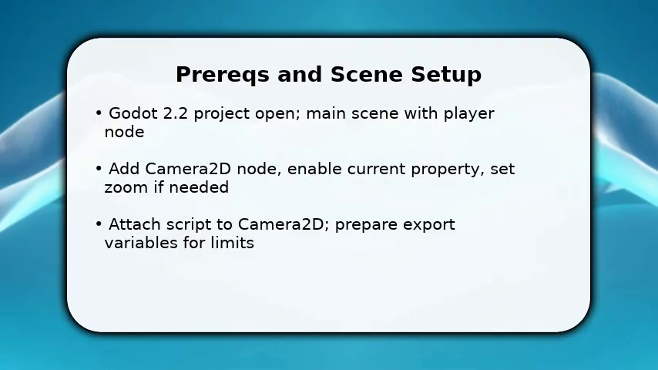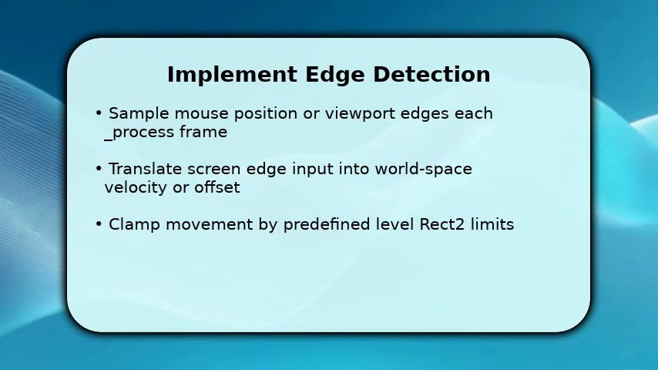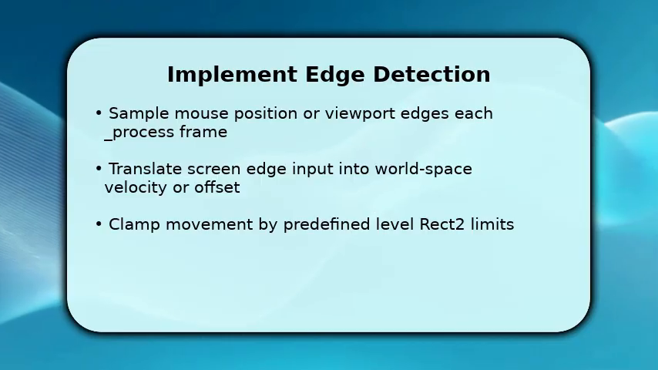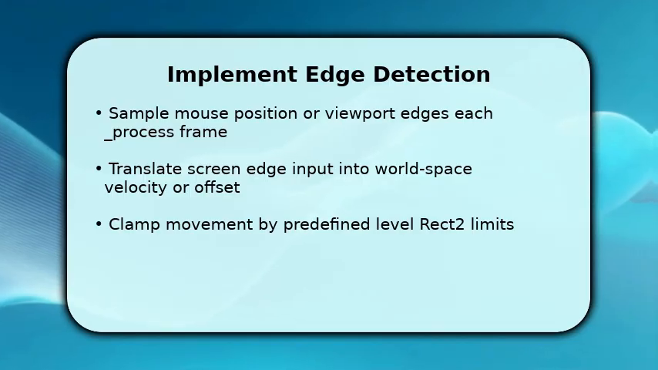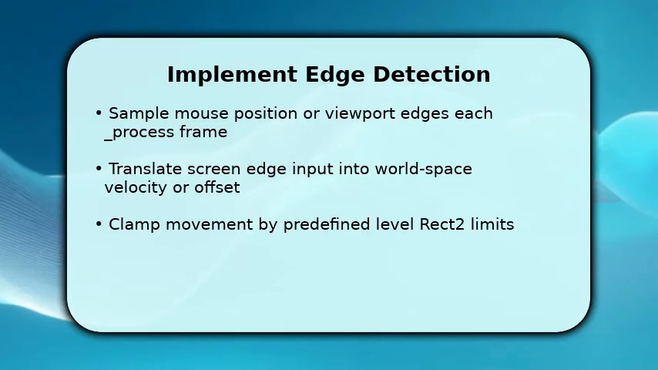You now implement the detection loop inside _process(delta). Convert mouse or touch position from screen to world coordinates with get_viewport().get_mouse_position() and camera.unproject_position(). This is why you set export vars earlier.